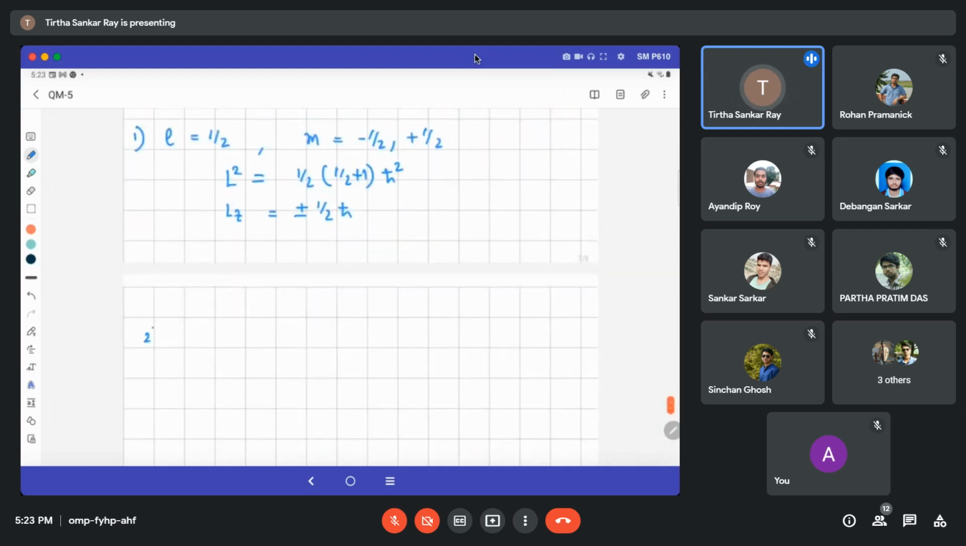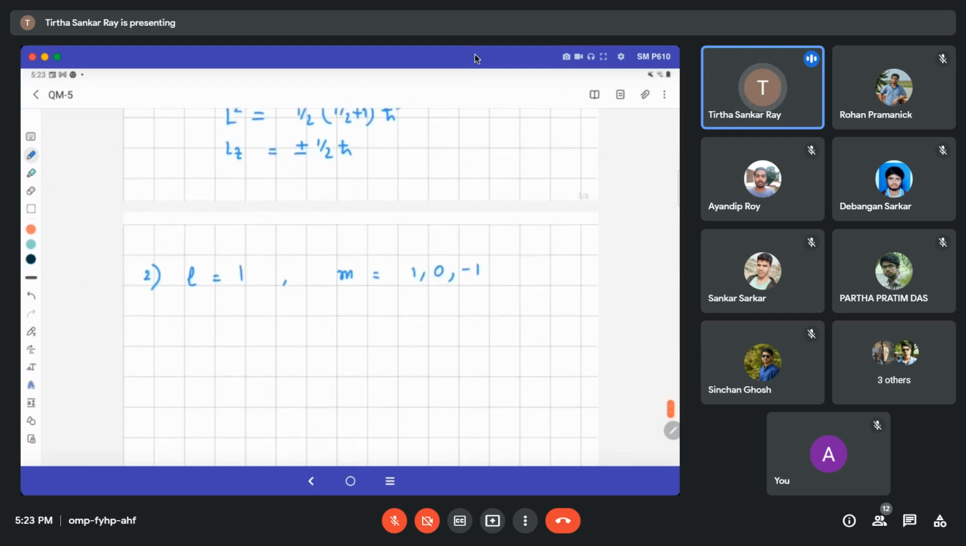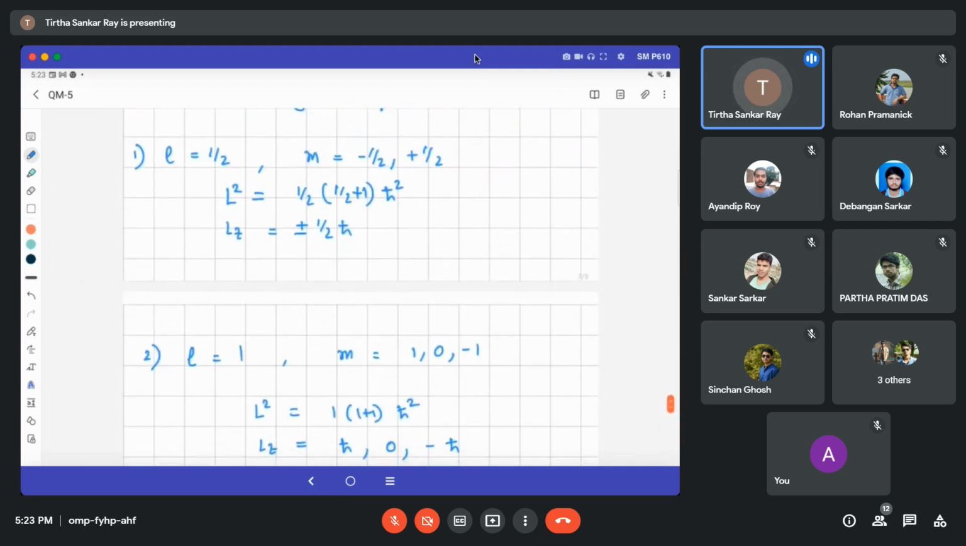Then if you look at a system which has, let's say, L equal to 1, the possible values of M run from -1 to +1 in units of 1. So it can be 1, 0, -1. Again, you know that the total angular momentum of this system is going to be given by 1 into 1 plus 1 h cut square, and the possible values of LZ can be h cut, 0, and minus h cut. And now I hope you can figure out what the other angular momentum states are. You just go on figuring out what L equal to 2, L equal to 3, L equal to 4 give, and so on and so forth.